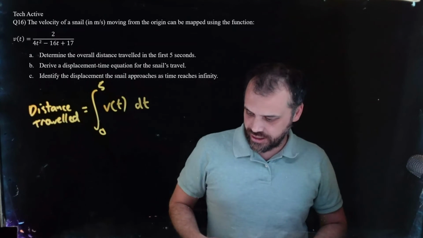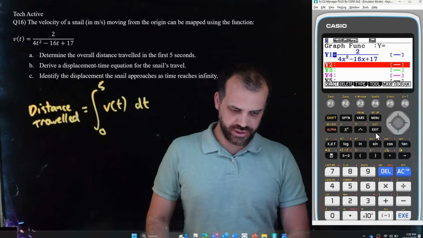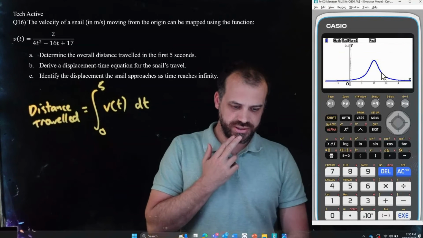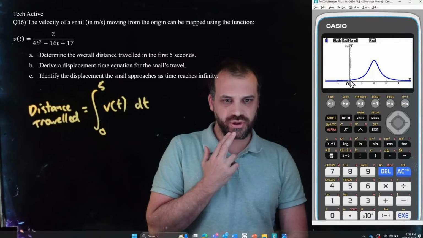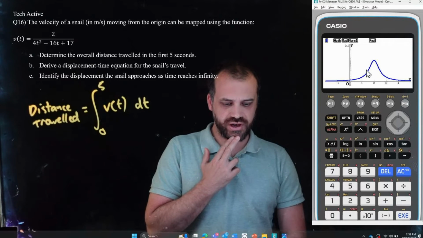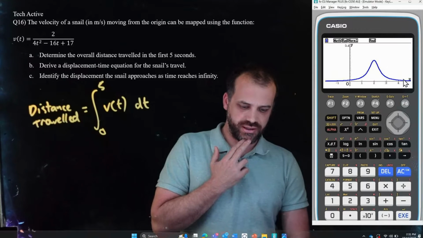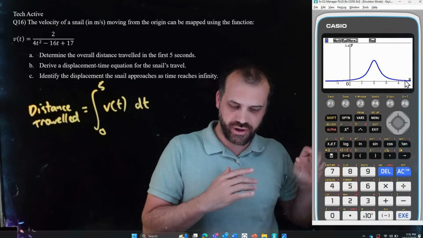Luckily, this is tech active, so we should just be able to type that into our calculator. There is our velocity function right there, and we can draw that. So our snail starts off moving quite slowly and then speeds up, gets faster and faster, and then starts slowing down again. And it looks like it's just going to go on and on forever like that.